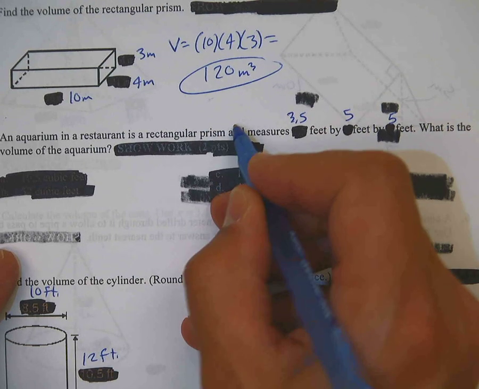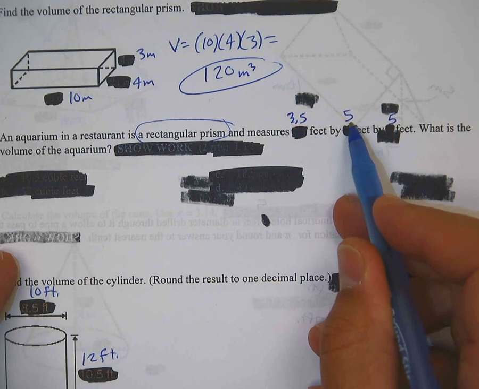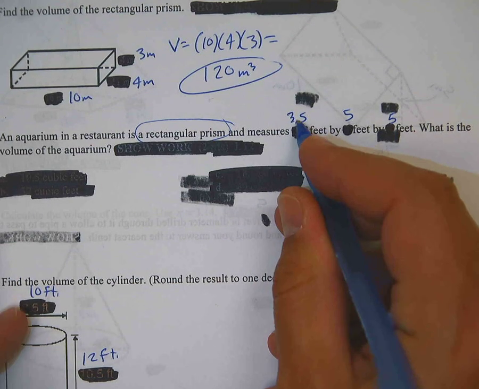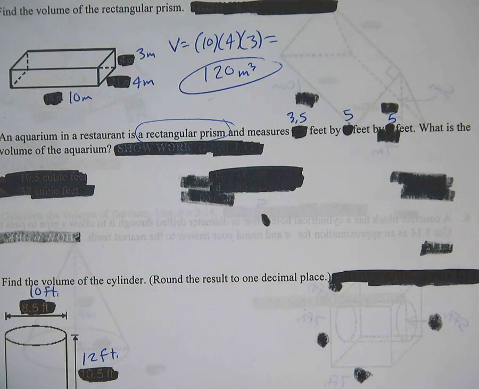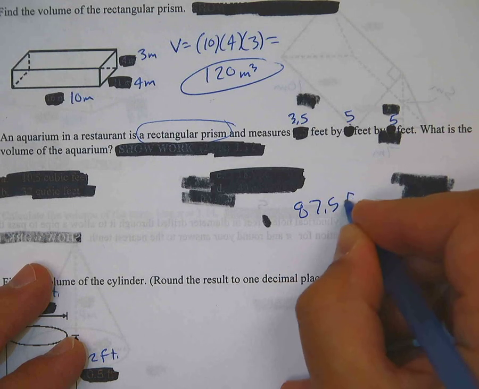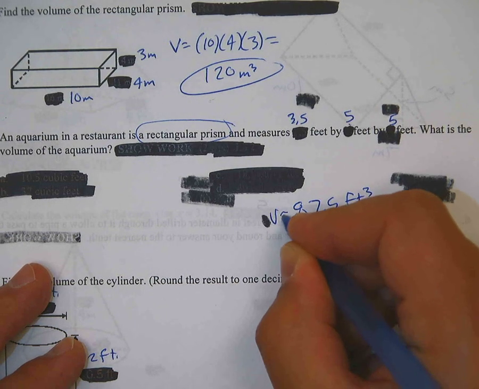An aquarium has dimensions. It's a rectangular prism. Dimensions 3.5 by 5 by 5, so we're going to multiply these together. 3.5 times 5 times 5, which is going to be 25 times 3.5, which is about 87.5 cubic feet. Okay. All right, next one.